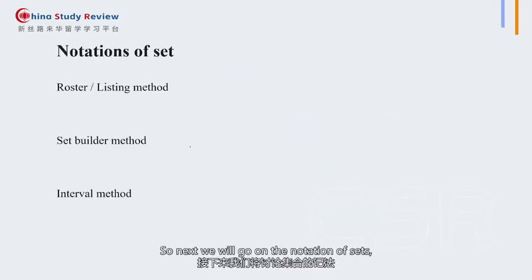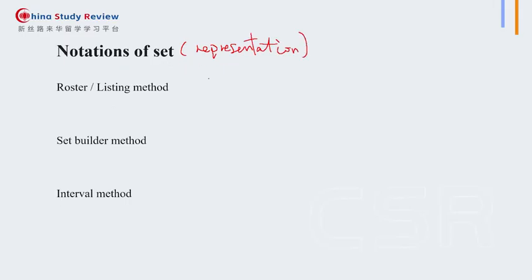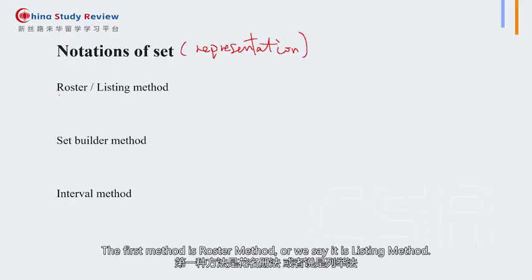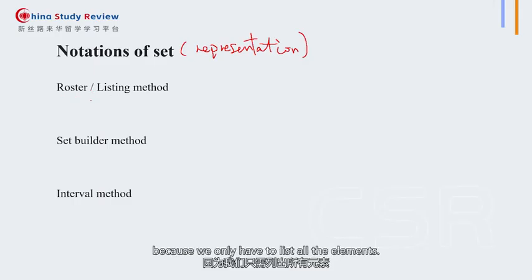Next we will go on to the notation of sets, or to say, the representation. That is how you represent a set. First of all, we're going to introduce three methods. The first method is the roster method, or we say the listing method. As it is called, it is very easy because we only have to list all the elements.